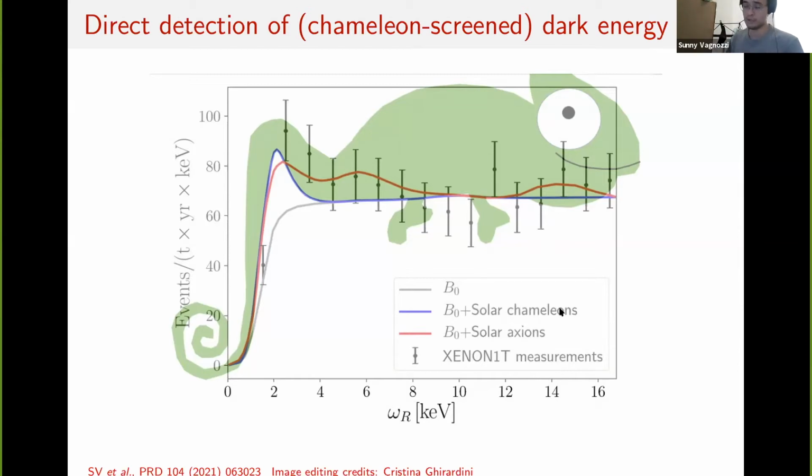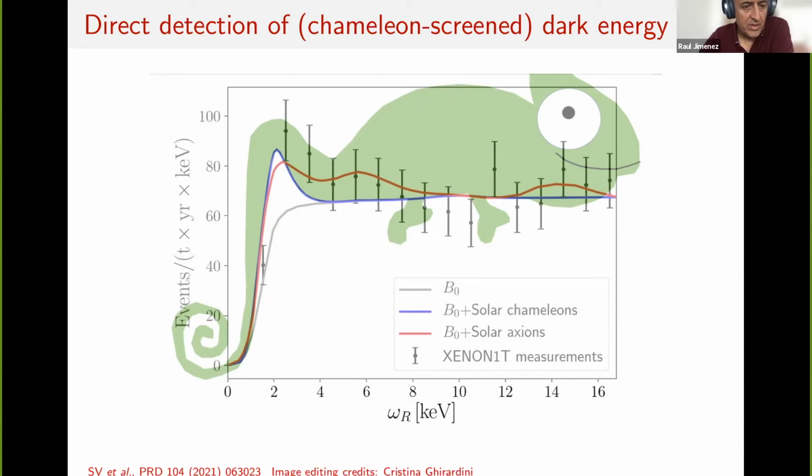What if we consider solar chameleons? So these dark energy particles produced in the sun. We get this blue curve, which is a less good fit. It's roughly a 2 sigma fit preferred over the background, but it comes with a huge advantage that it's not excluded by astrophysics. Precisely because of screening, we can arrange our parameters in such a way that we produce these particles in the sun, but not in denser stars. So we evade the problems faced by axions.